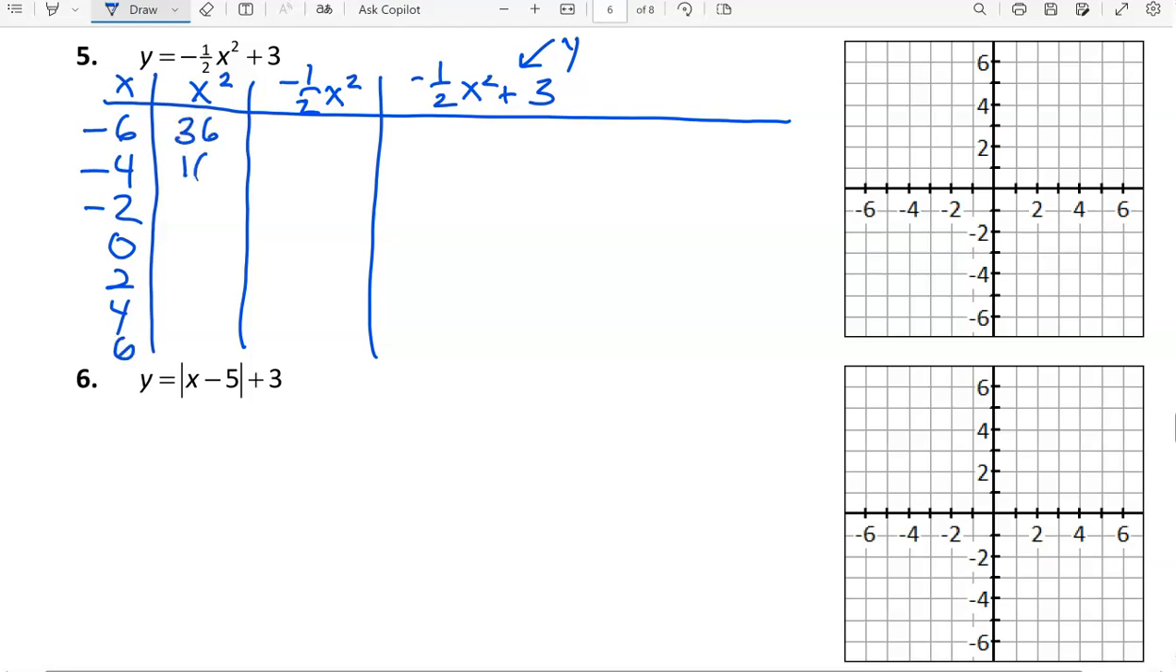Square each. And then multiply each by -1/2. Oops. And I don't know where I got half of 16 was 6, but it's not, it's 8. So that number there should be 8. Let me fix that. And half of 36 is 18, so -1/2 of it is -18. And then lastly, add 3.